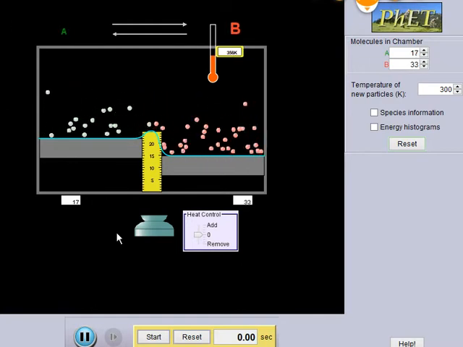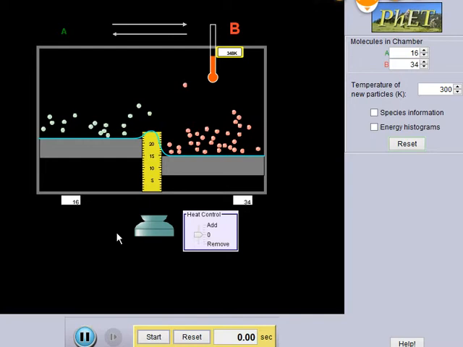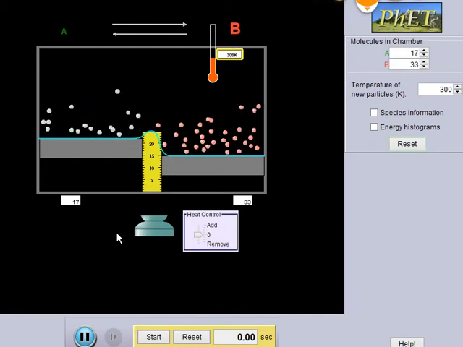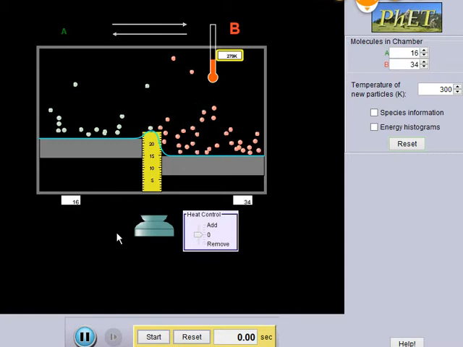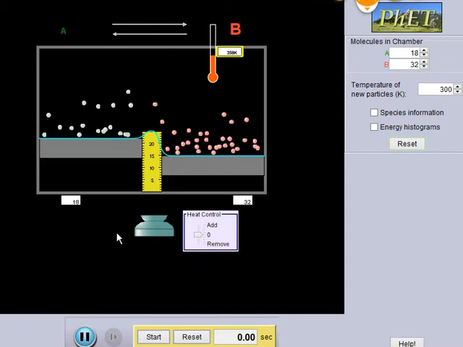Okay, cool. Let's take 17. Two of you agree? 17 and 30. Okay, cool. 17 and 33. All right. What's the ratio? 33 by 17. What's the ratio?